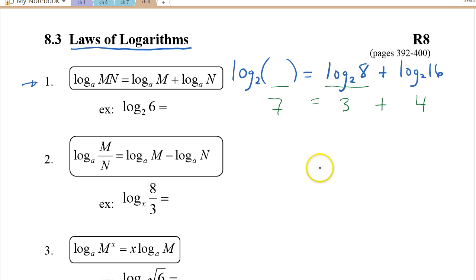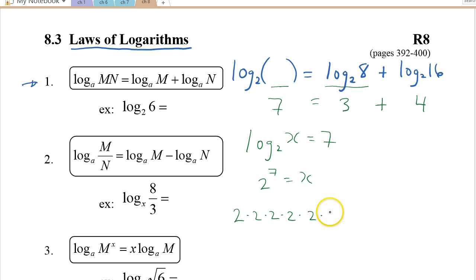Okay, so here I can say the log base 2 of some argument x is equal to 7, so that means 2 to the power of 7 is going to be equal to x. So what is 2 multiplied by itself 7 times? 2, 4, 8, 16, 32, 64, 128. So this value is going to be equal to 128.